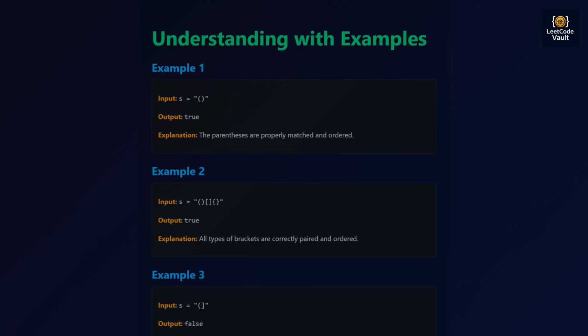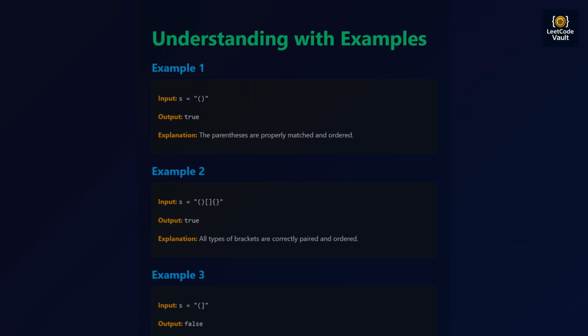Understanding with examples. Let's solidify our understanding with some examples. Open parenthesis, close parenthesis. That's valid. Simple, right? Now, open square bracket, close square bracket. This is also valid because each opening bracket has a matching closing bracket in the correct order. How about open curly bracket, open square bracket, open parenthesis, close square bracket, close curly bracket? Yep, valid again. Nested structures are fine as long as the pairings are correct.